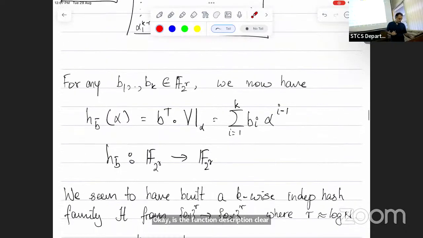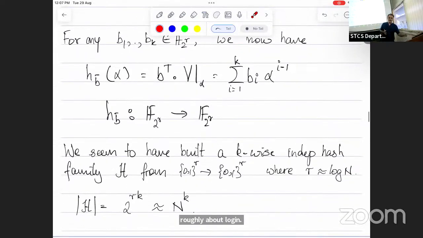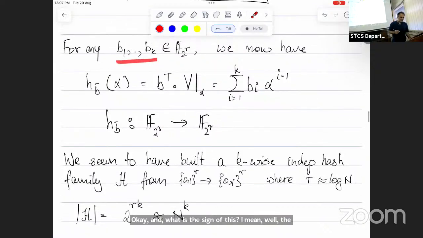Okay. So at the moment, what we seem to have is that we have built a k-wise independent hash family from {0,1}^r to {0,1}^r, where r is roughly about log n. And what is the size of this hash family? Well, the hash family depends on the different possibilities I have for the choices of b_1 through b_k. Each one has 2^r choices, and I need to choose k of them. So the size of my family is about 2^{rk}, which is like n^k.